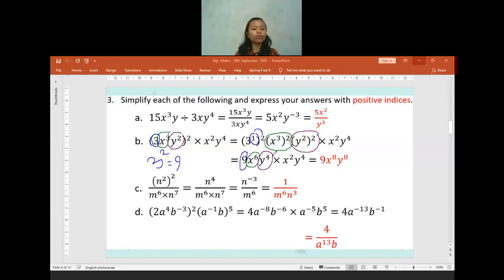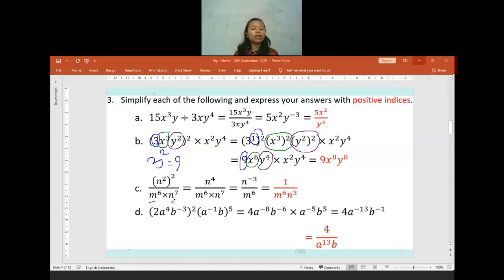We have n to the power of 2 to the power of 2. Power meet powers, we do times. That's why n to the power of 2 to the power of 2 will be n to the power of 4. For the denominator, as you can see, the letters are different, m and n. So we cannot simplify them, because we can only simplify numbers or letters with the same base. So the denominator will remain the same, as m to the power of 6 times m to the power of 7.